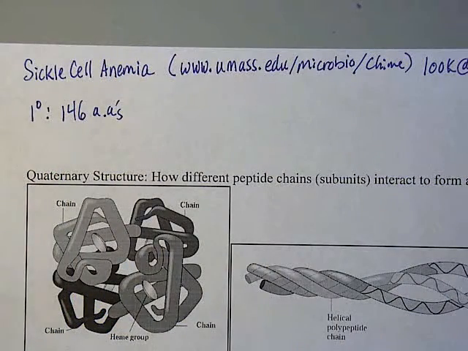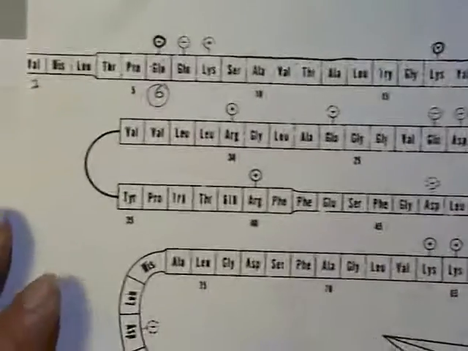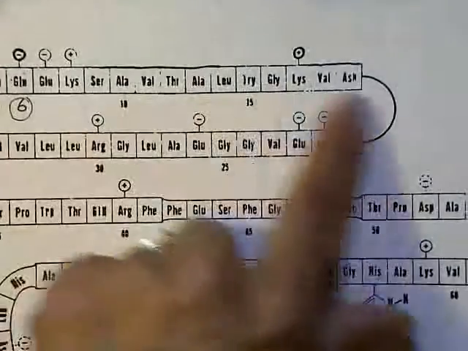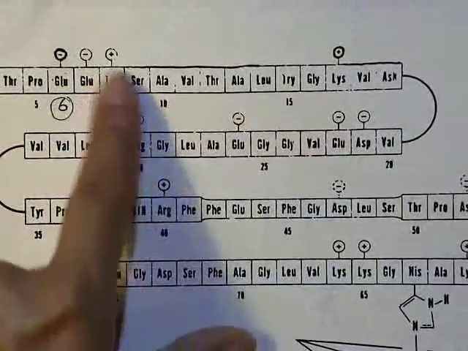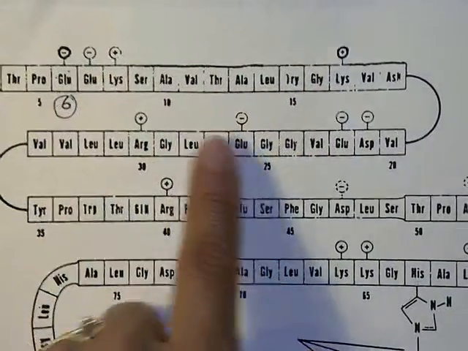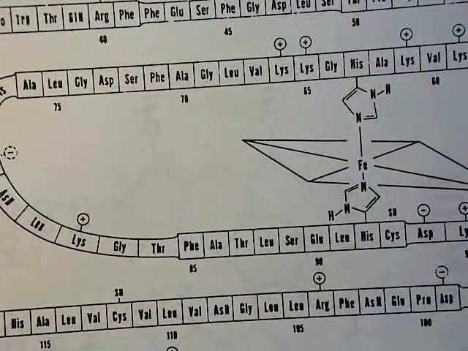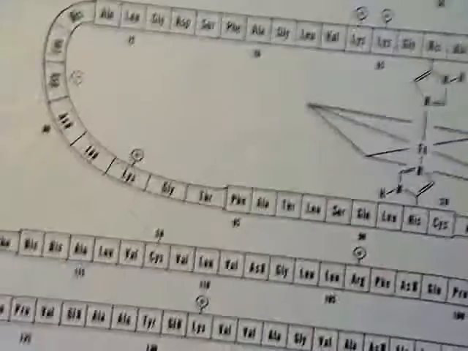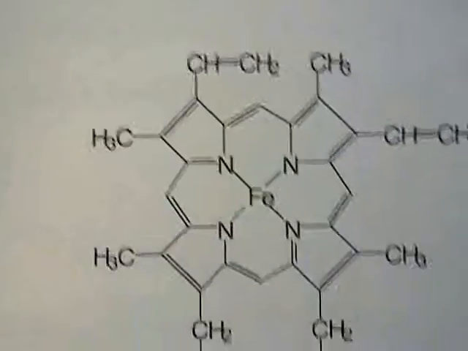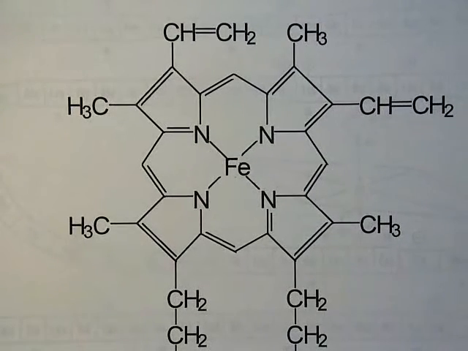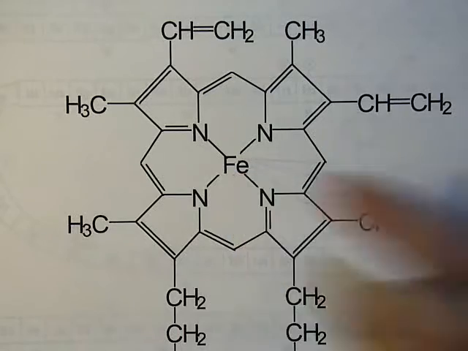and the sequence of that is shown in this long chain. There are 146 starting from valine, that's the N terminus, and it keeps going and going. Wherever you see the minuses and pluses are the acidic and the basic amino acids. And this right here is the heme group, and that's sort of embedded in there, and the iron is what's responsible for carrying the oxygen.